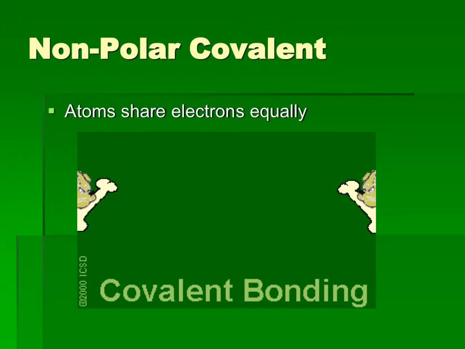In a non-polar covalent bond, the electrons are shared equally. That is, both things are pulling with equal strength. So if two dogs of equal strength were to try fighting over a bone, well, neither one of them is going to win. They are equal strength.